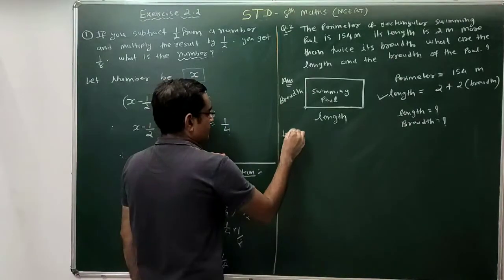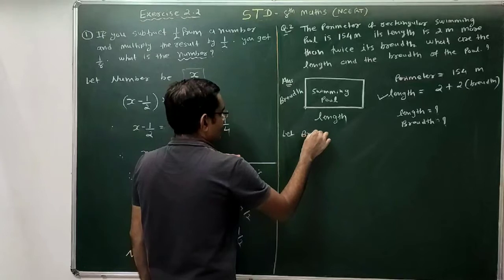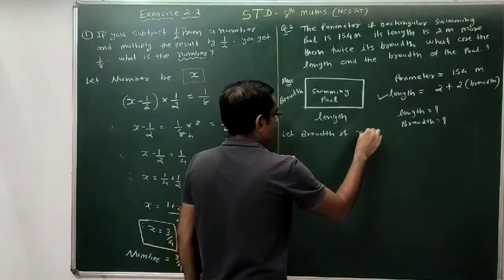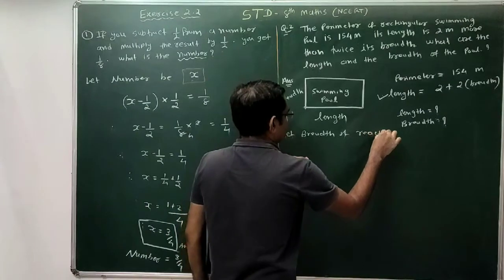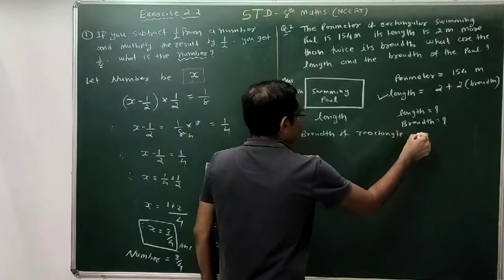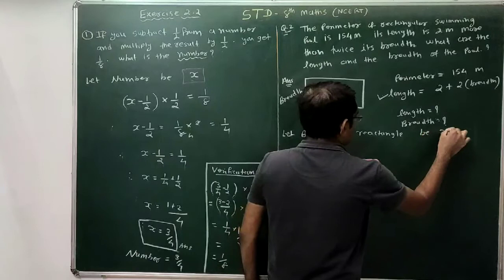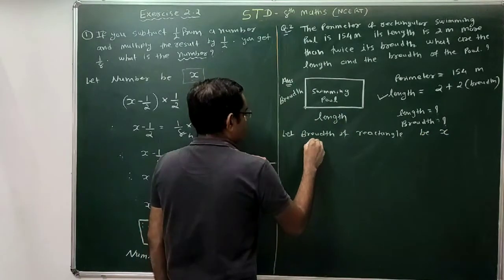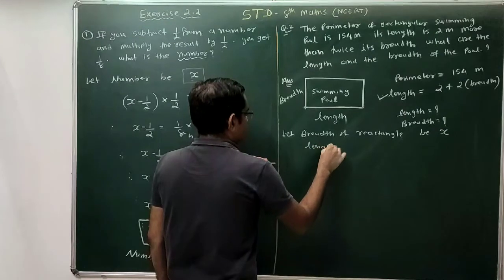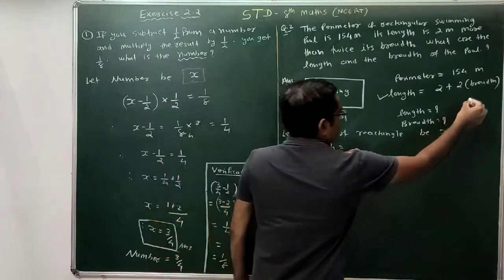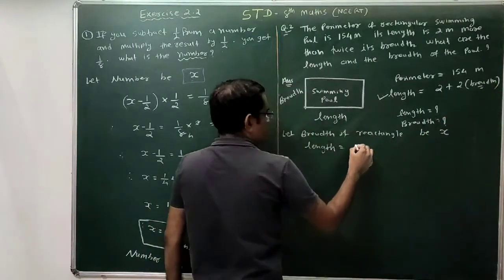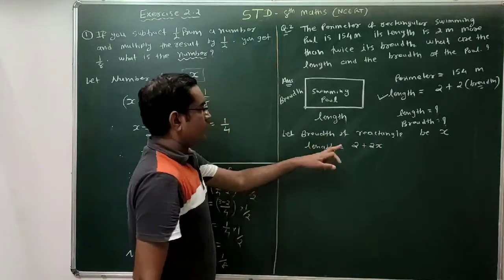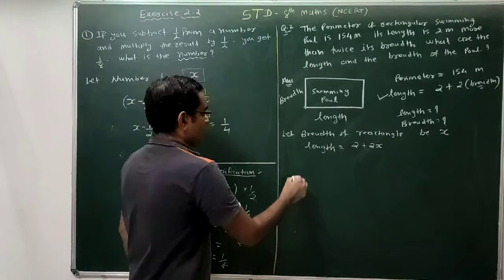So let the breadth of the rectangle be x. So we assume breadth equal to x. So what is the length? Put x here. So length will be 2 plus 2x. So breadth is x, length is 2 plus 2x.